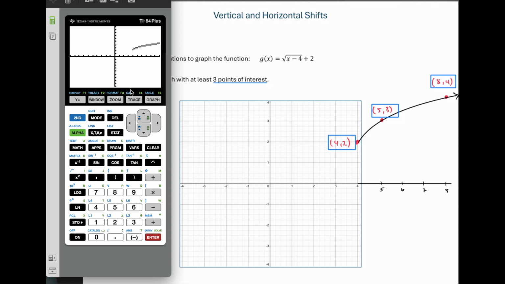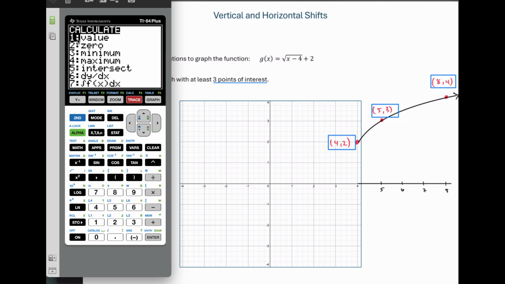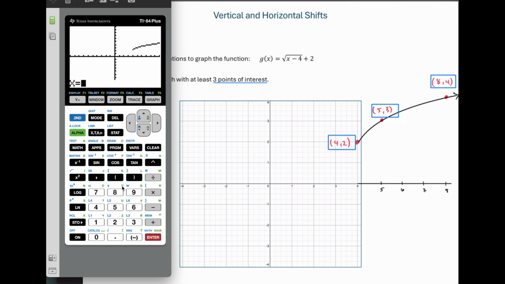The calculate function is the one we're after. In order to access it, we have to hit the second button first. Notice we get the arrow and the cursor to indicate that second is activated. Then we'll hit the trace button, but we're actually accessing the calculate function when we do that. So here in the calculate menu, we want the first function, which is value. So essentially we're looking at second calculate value. And from here we can enter the x coordinates of our points of interest.